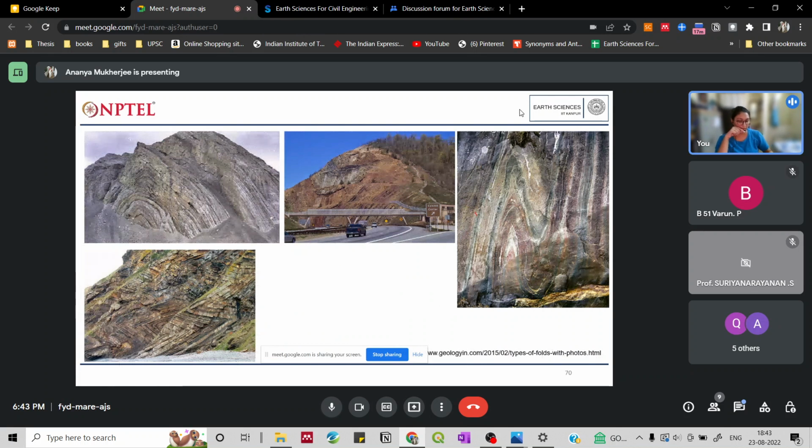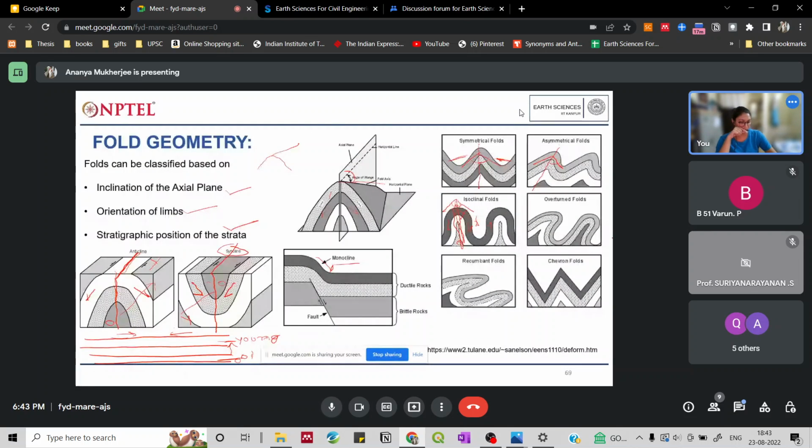Now in a similar way we have the overturned folds. In overturned folds, again you have the axial plane inclined and the limbs dipping in a similar direction, but the dipping angles differ. This is probably dipping at 20 degrees, this is dipping at, say, 40 degrees. So then you call this overturned folds.